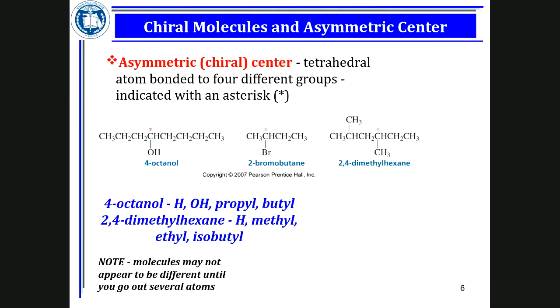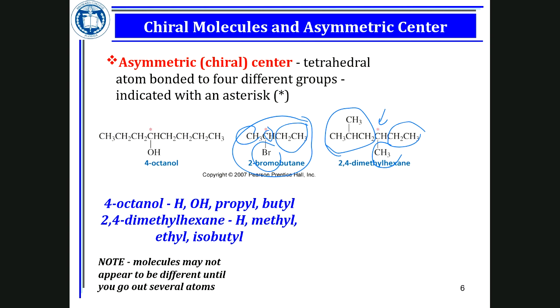For the second example, 2-bromobutane, you have a hydrogen, you have a methyl group, bromo, and you have an ethyl group, 4 different groups, and that makes the carbon a chiral center. We have a chiral center, and for this molecule also, we have a chiral center because we have an ethyl group, a methyl group, and an isobutyl group attached to it. So if we have 4 different groups attached to it, these are examples of chiral carbon.